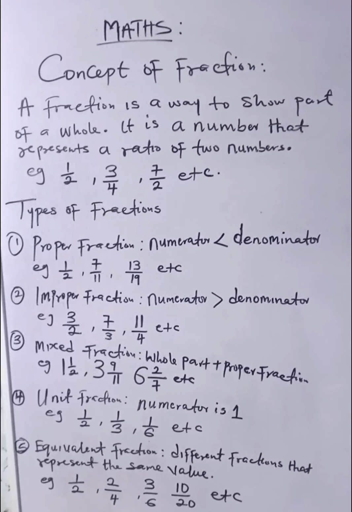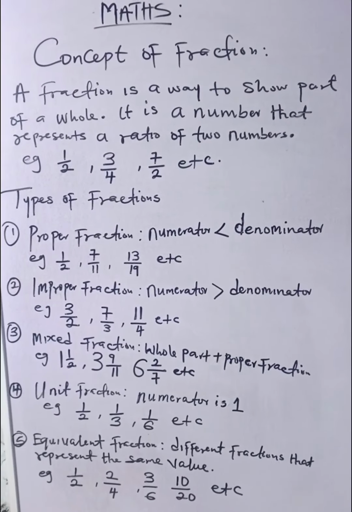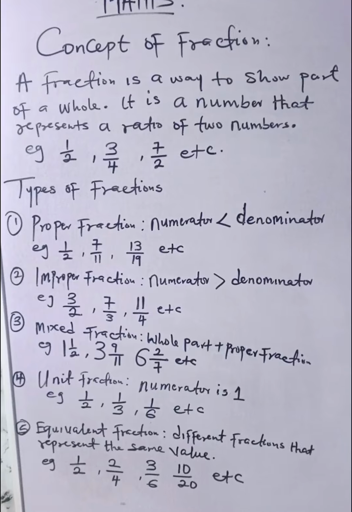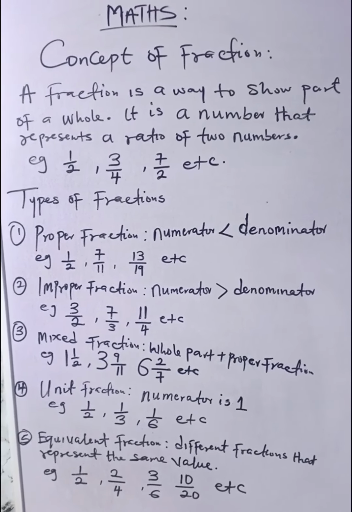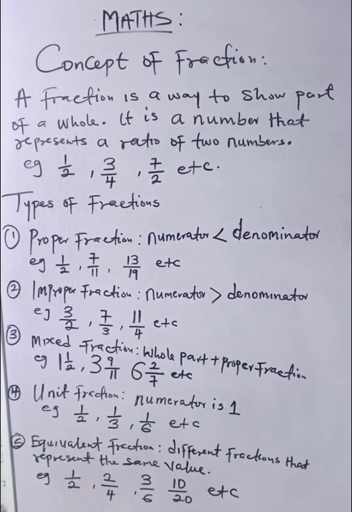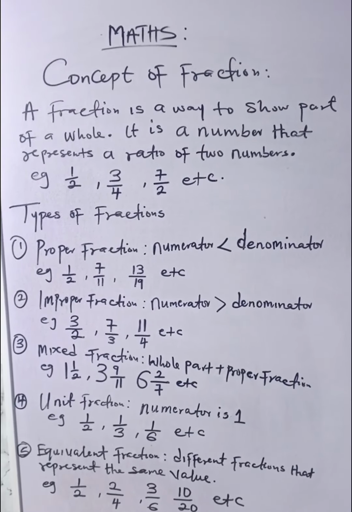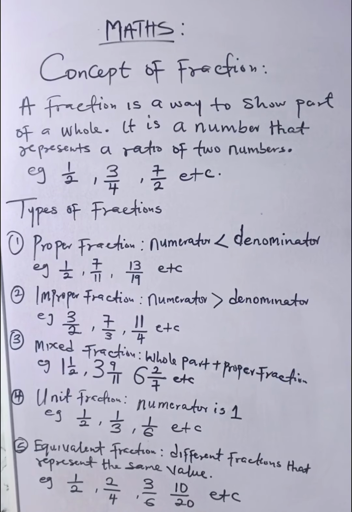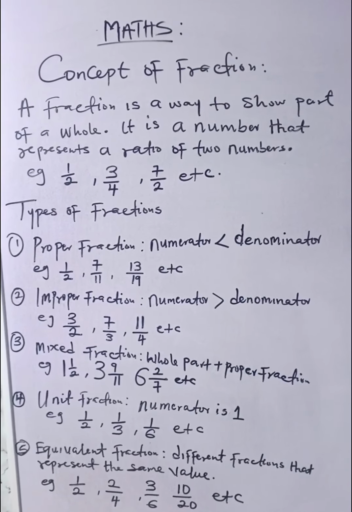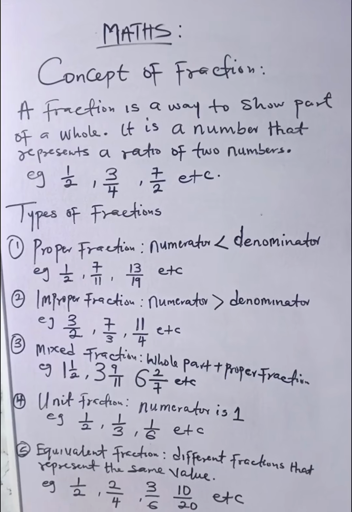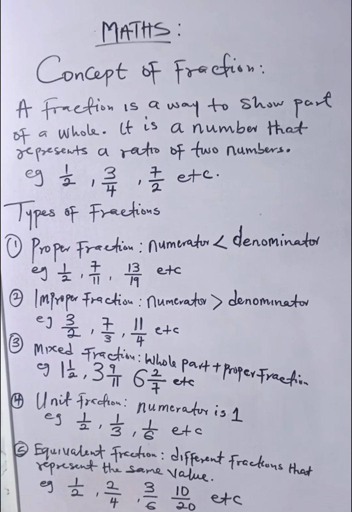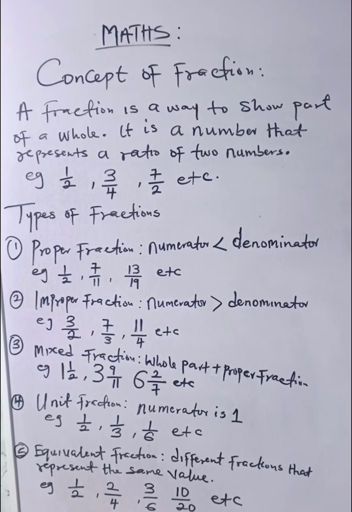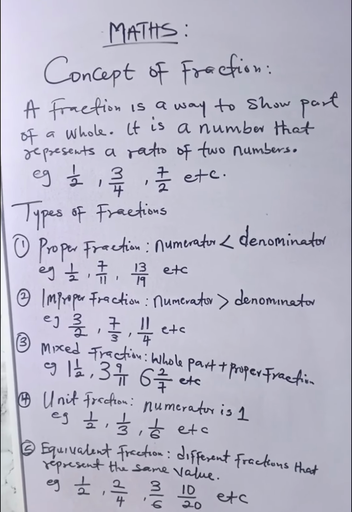This time around we are looking at fraction, as it is written. Concept of fraction. We say fraction is a way to show part of a whole. It is a number that represents a ratio of two numbers. We give examples: 1 over 2, 3 over 4, and 7 over 2, etc.